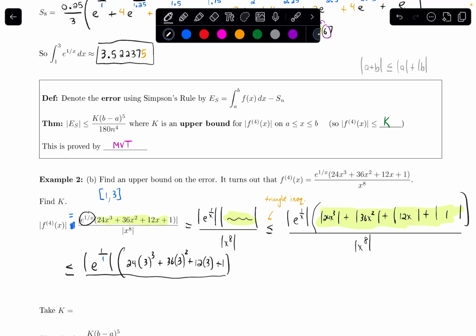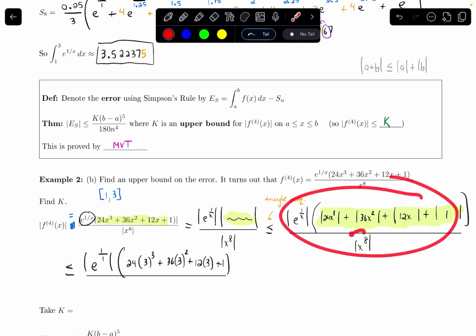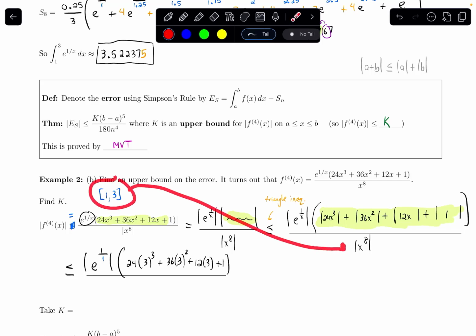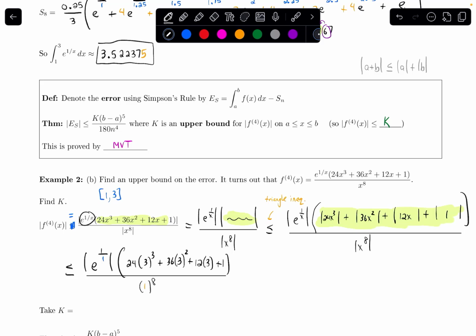On the denominator, I have to replace it with something smaller than it, because to make a whole fraction bigger, I need to make the denominator smaller. So what value in this interval makes that denominator as small as possible? Well, it's 1. And if you plug in 1, you'll get 1 to the 8th. I don't need an absolute value because this is already positive. All right. So if I simplify this, we get 1009 times e, because there's this e term here. So that is my value of k. K is just, I'll put this in a different color, it is 1009e.